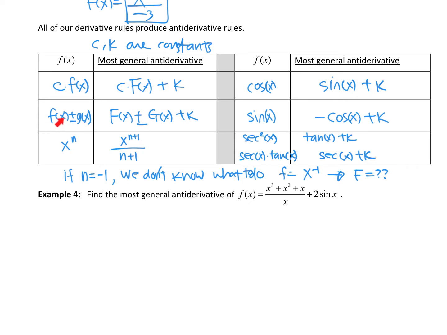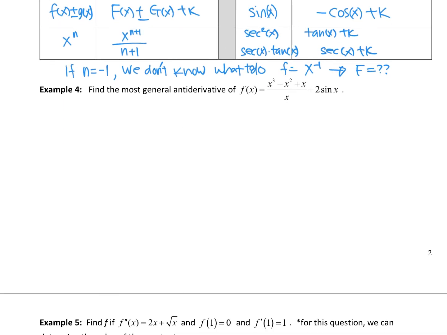If you're adding or subtracting two functions, I can basically calculate the antiderivative of each one separately. You notice here, none of them has the multiplication rule or the quotient rule. So it doesn't work like that because they're kind of complicated, right? That's why when I look at example 4, find the general antiderivative, it seems like it's a quotient rule, which I don't have, so I don't know what to do.